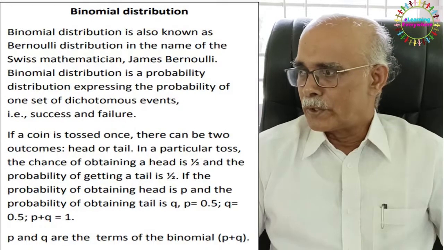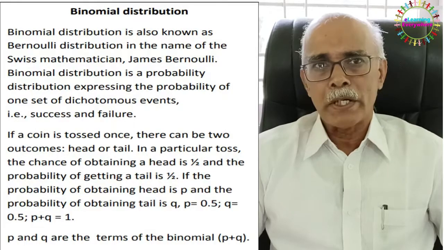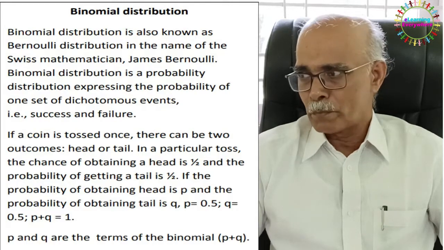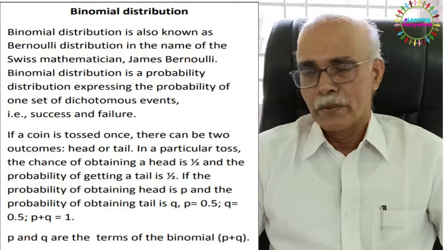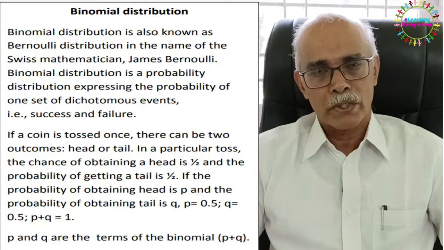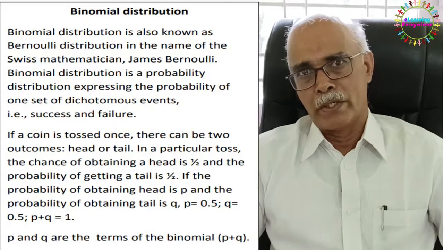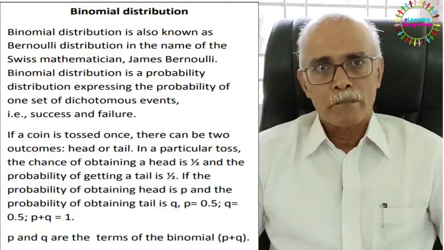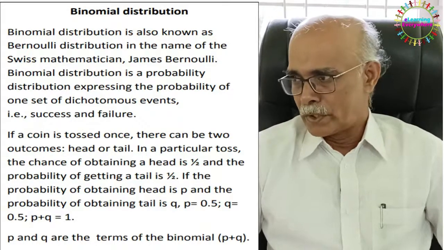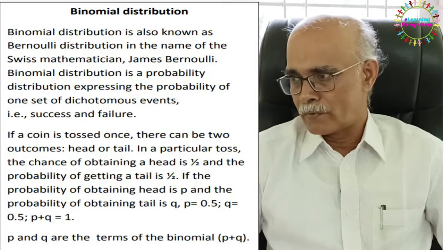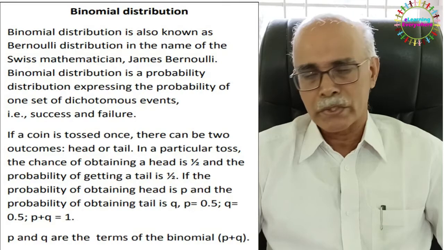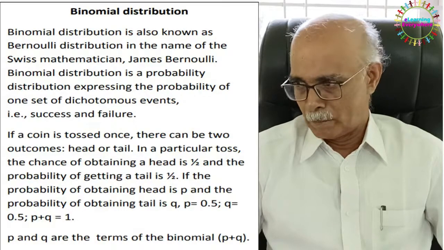Binomial distribution is also known as Bernoulli distribution in the name of the Swiss mathematician James Bernoulli, who was instrumental in developing binomial distribution. Binomial distribution is a probability distribution expressing the probability of one set of dichotomous events, that is, success and failure.